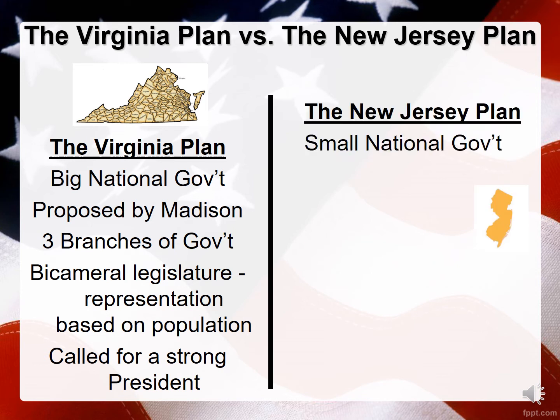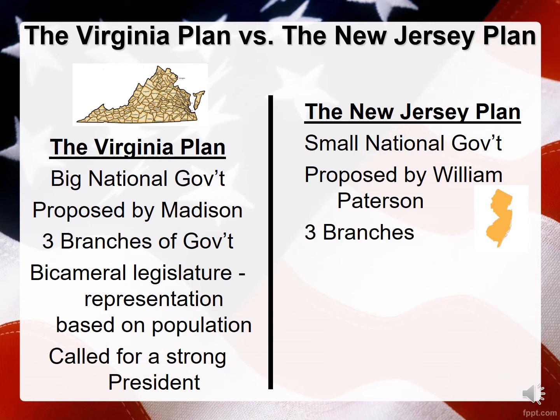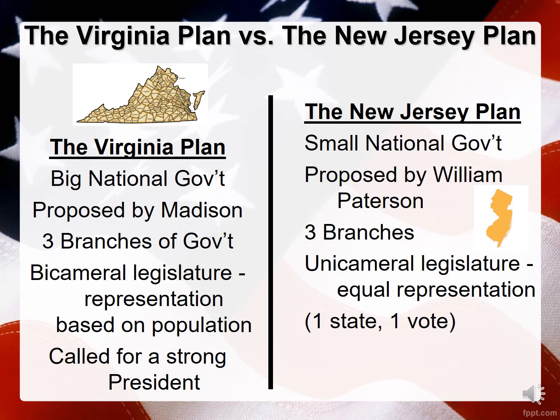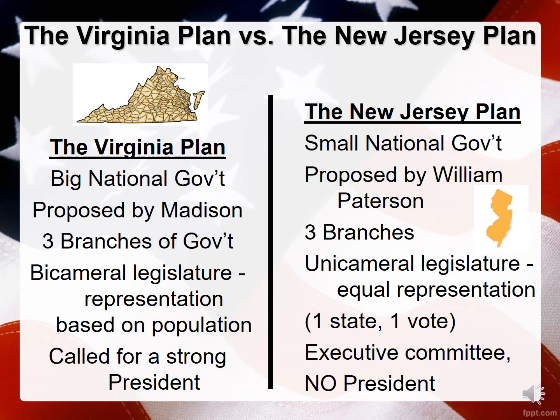Now, the other side was the New Jersey plan. It called for a small or very limited national government. It was proposed by William Patterson from New Jersey. It also proposed 3 branches of government. However, it proposed a unicameral legislature. And again, it was one state, one vote on national issues, regardless of the size or the number of people that lived in the state. The New Jersey plan also called for an executive committee and no president.